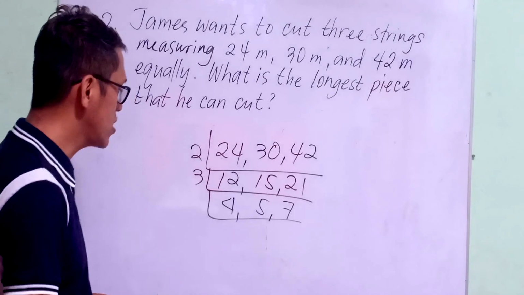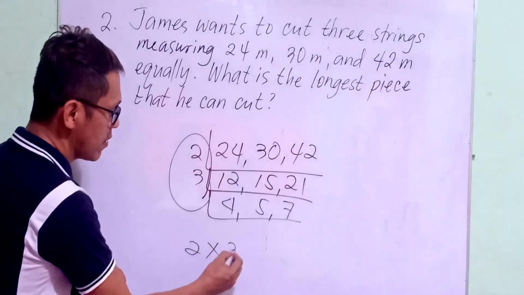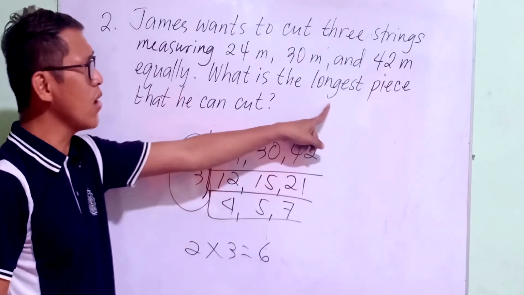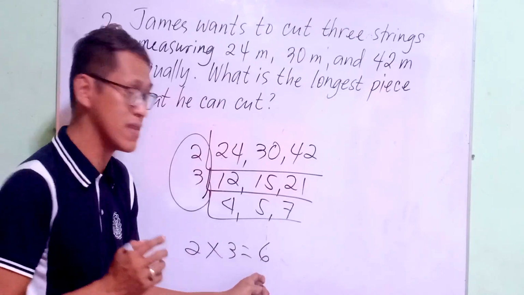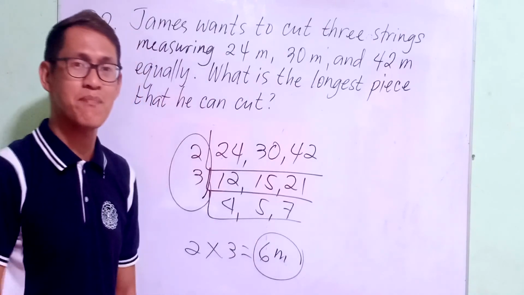So how do we get the GCF? We multiply 2 times 3, which is 6. It means that the longest piece, meaning one piece of string, the longest that he can cut is 6 meters. So the answer there is 6 meters.